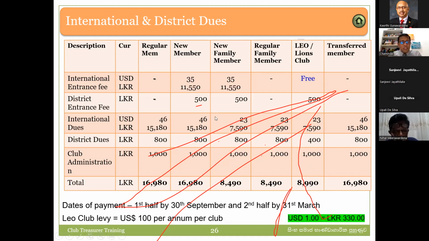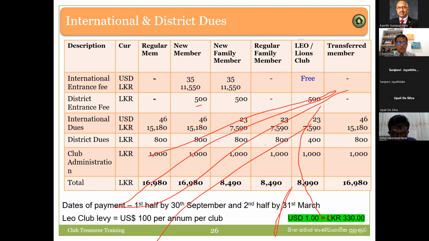Please note, the district entrance fee is $500. And international dues have increased. From July this year, the international dues are $46. Please note that down, treasurers. It is the first time they have increased, by $3. So it is not $43, it is $46. So you will have to collect about 15,180 rupees from a member for international dues.